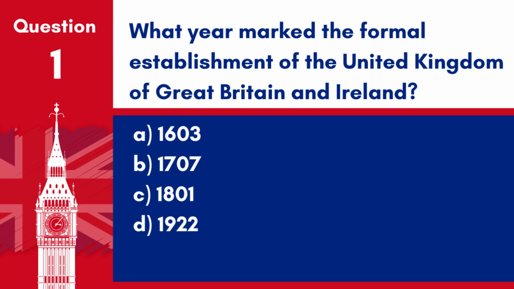Answer: C. 1801. The formal establishment of the United Kingdom of Great Britain and Ireland was marked in 1801 following the union of the Kingdom of Great Britain and the Kingdom of Ireland.